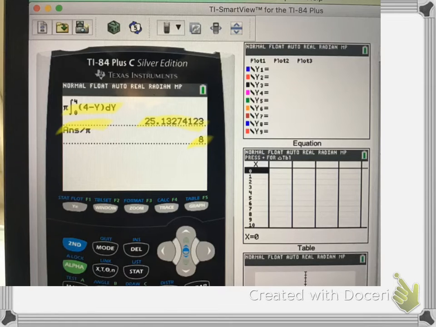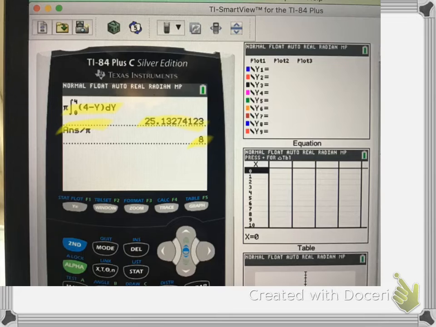So when I divide by pi, I just get 8. So my answer is just going to be 8 pi. And when I press that and check it, it gives me my answer. On that one, you could have done it in terms of x, and you would have gotten the exact same thing. You would have just had to replace those y's with x's.